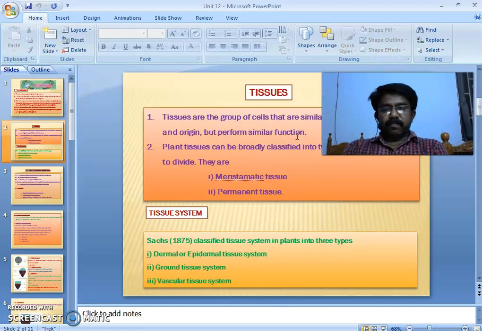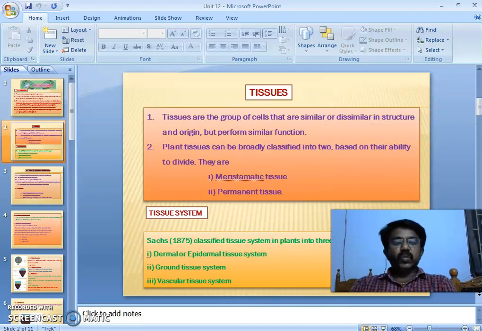Next, first of all, we are going to study tissue. What is meant by tissue? Tissues are groups of cells that are similar or dissimilar in structure and origin, but perform a similar function. Then plant tissue can be broadly classified into two types based on their ability to divide. They are meristematic tissue and permanent tissue, right?